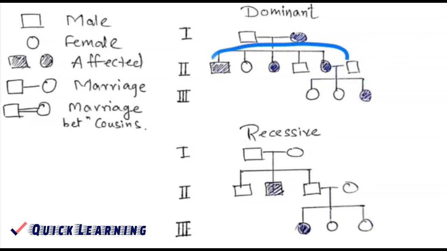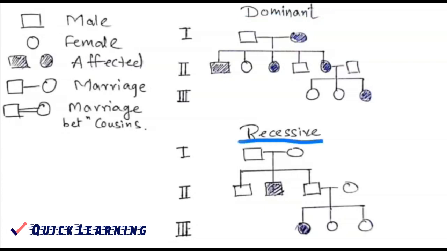Among these 5 offspring, the first son is affected, the third daughter is affected, and the fifth daughter is affected. Again, in the third generation, the daughter marries a normal guy, and they have 3 daughters. Among these 3 daughters, again the last daughter is affected. So that is the case of the dominant. I'll explain the recessive as well, then go for the difference and how to identify whether the given pedigree chart is dominant or recessive.